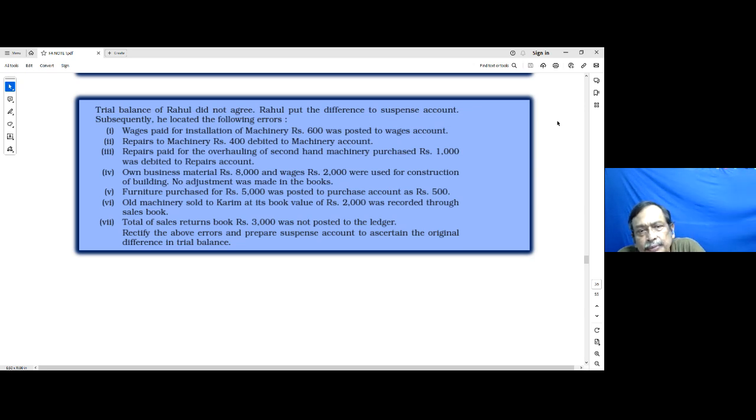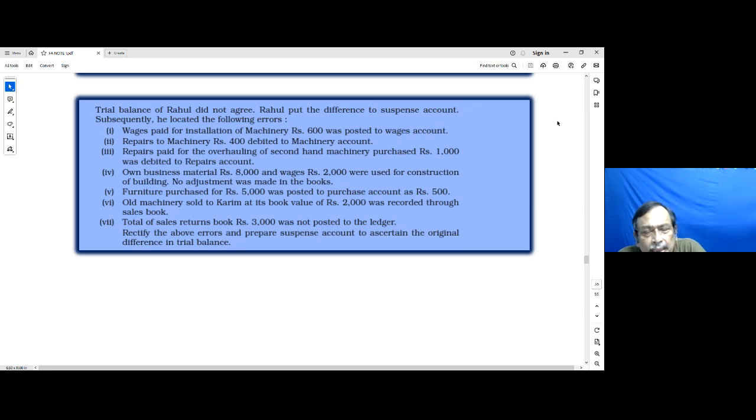Repairs to machinery for rupees 400 debited to machinery account. So far the amount is concerned, rupees 400, it is very small. Hence, it is not going to increase the life of the machinery. Hence, it is a normal repair. So machinery account will be credited and repairs to machinery will be debited. Repairs paid for the overhauling of second-hand machinery purchased rupees 1000 was debited to repairs account. Remember, this is overhauling of second-hand machinery to put it into the current running condition. Hence, machinery account will be debited and repairs will be credited.